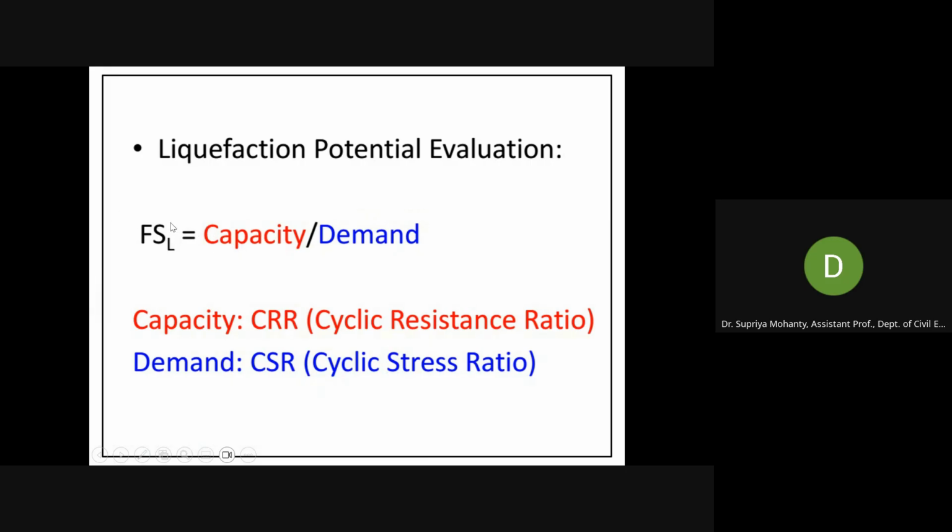If you are getting this factor of safety greater than 1, it means your resistance is more than the demand, which means the soil is safe against liquefaction. But there are a few guidelines mentioned on what to consider for design of structures. At least the factor of safety against liquefaction should be more than 1.2. Then it is stated as safe against liquefaction.